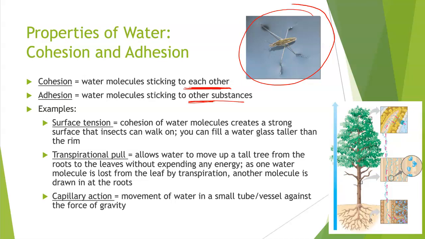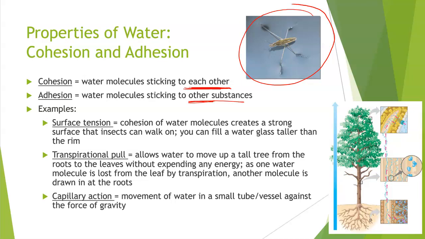You can also see surface tension when you fill a glass of water all the way to the rim. It'll actually create a bubble at the top of the cup. So if that's your glass and you fill it with water, you can actually see that the water will slightly extend over the surface of the particular cup.